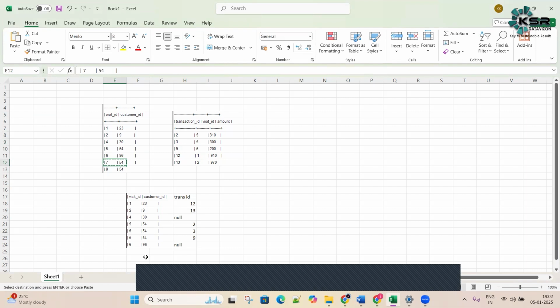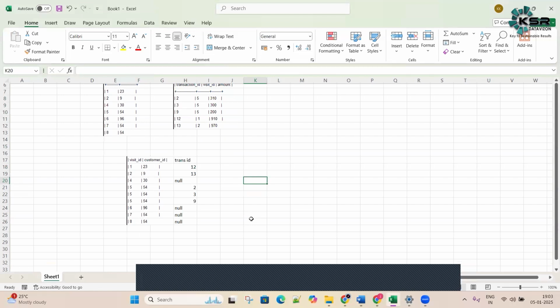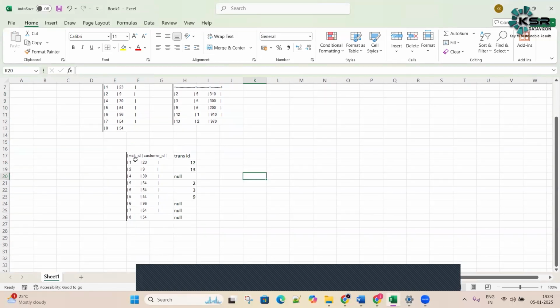Now for 7, again there is nothing. So what will come? Null. Okay. Now 8, what will come? It will come as null. So now you can see here, this is the output when we do a left join based on visit ID.